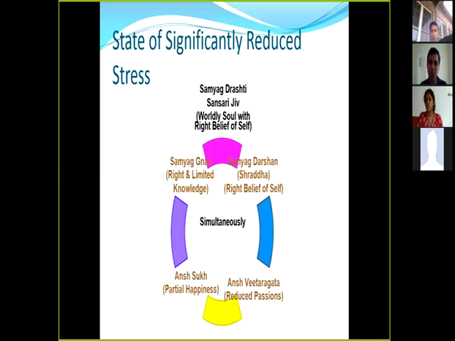So what happens is, as we acquire the right understanding of these concepts, our passions get suppressed, or they become much milder. They may be there, but they become much milder.